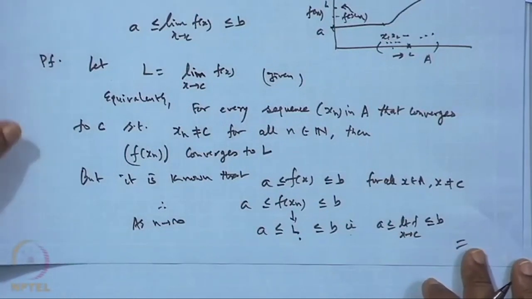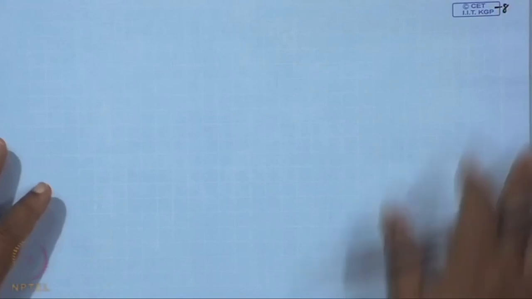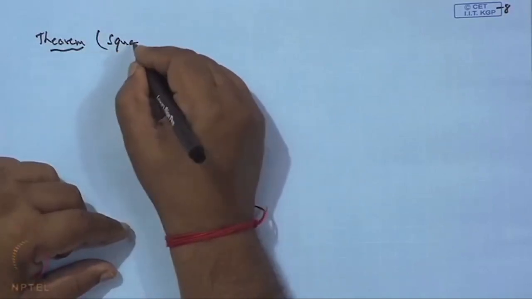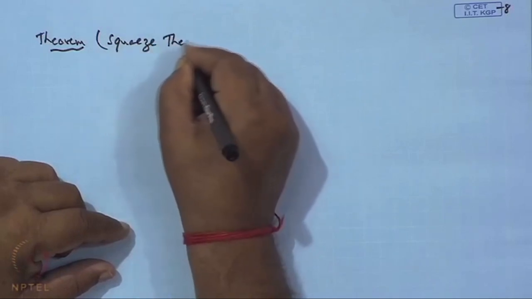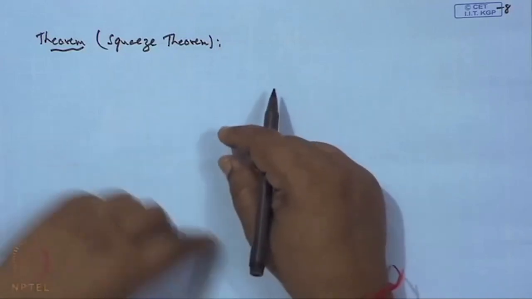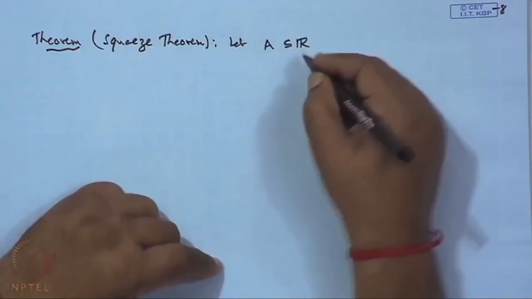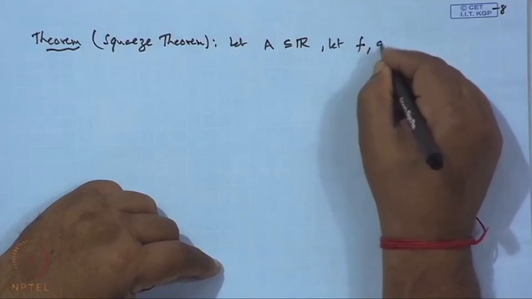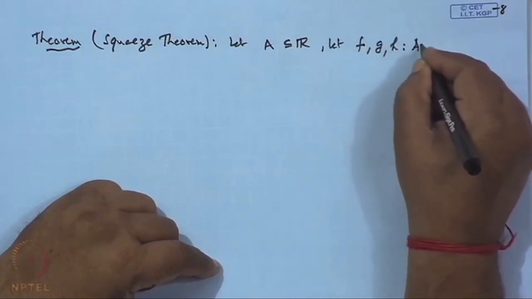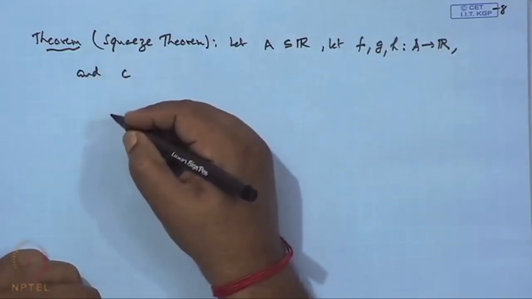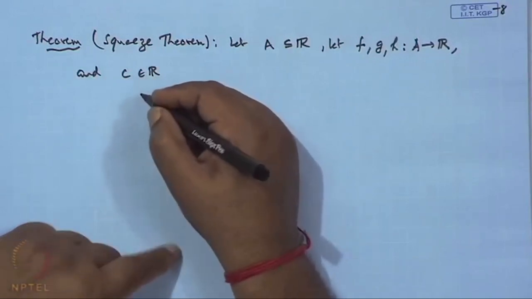We have another result, which is the squeeze theorem. Just as we have shown in the case of sequences, similarly for functions we also have a theorem known as the squeeze theorem. What this theorem says: let A be a non-empty subset of R, let f, g, h be mappings from A to R, and let C be a cluster point of A.